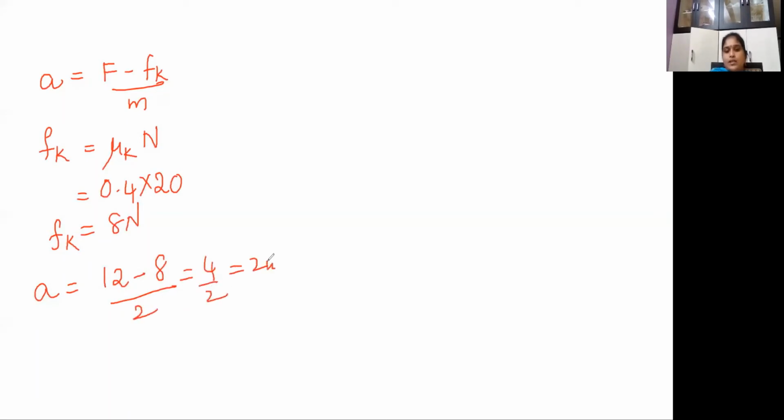The acceleration is 2 meter per second square. So like this, we calculated the acceleration when a body is undergoing kinetic friction. So now, till now, we have seen how to calculate acceleration. We have studied how to apply mu s and how to apply mu k, that is static friction and kinetic friction.